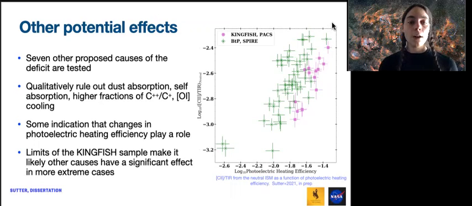shown here, which is similar to what the GOALS and SHINING samples are suggesting is the main cause of the deficit for their ultraluminous infrared galaxies and AGNs. They're saying changes in the photoelectric heating efficiency are changing the C+ to TIR ratio. So even though we're not seeing the large deficits here, there does seem to be a pretty clear dependence. This ratio does seem to very clearly depend on how efficient the photoelectric heating is in the ISM.